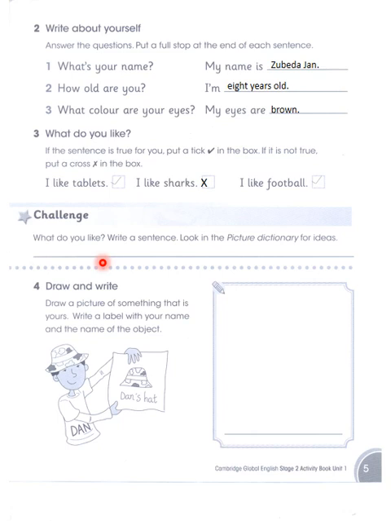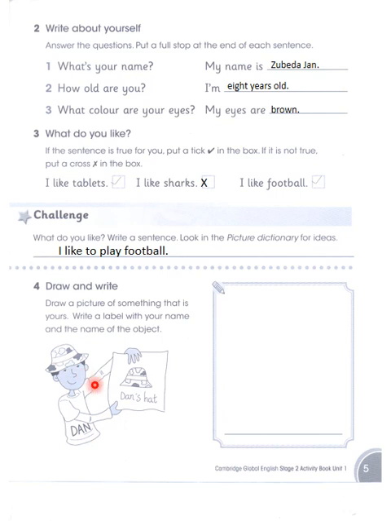We say that you like to play football, so you'll write, I like to play football. I like to play football, right? Now, the next question is, draw and write. Draw a picture of something that is yours. Write a label with your name and the name of the object.